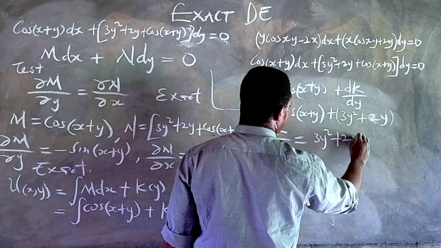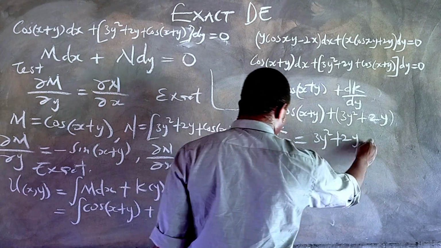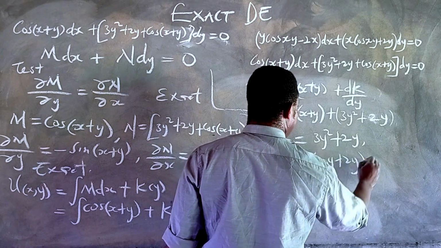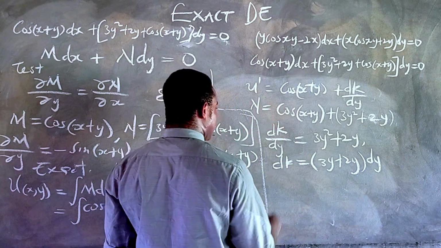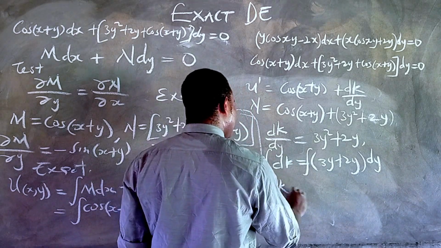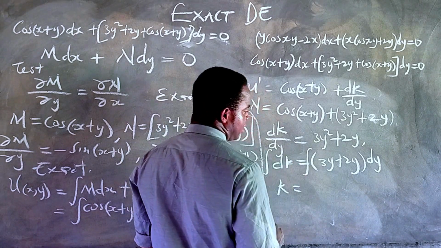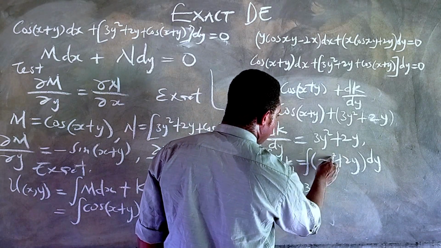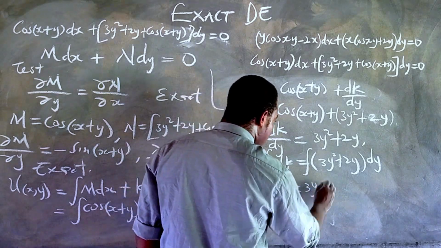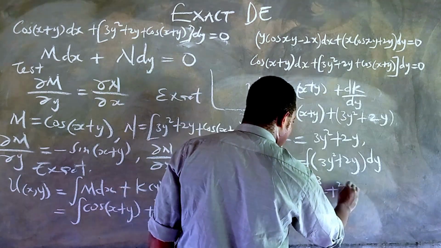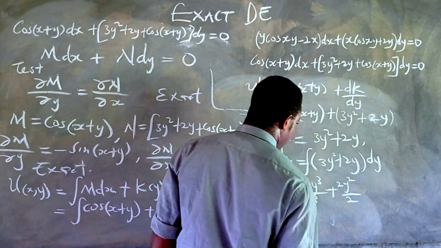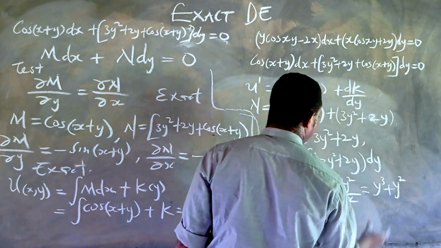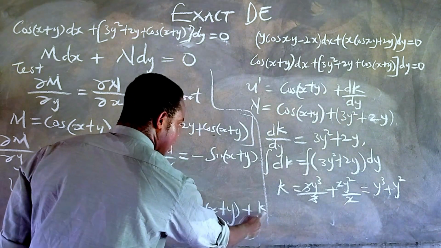You may need to go back and learn how to obtain the total differential so that you get this process very well, if you are still having any problem with it. We multiply both sides by dy and integrate both sides. k is going to be equal to the integral of 3y squared, which is 3y to the power of 2 plus 1, that is y cubed divided by 3, plus 2y to the power of 2 divided by 2. That reduces to y cubed plus y squared, and this is the function k.